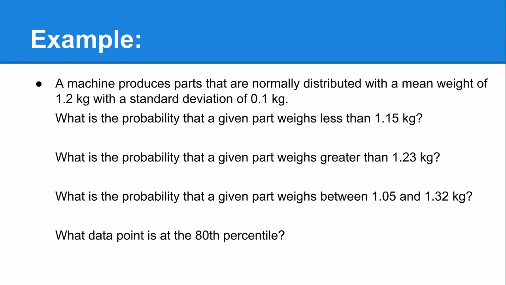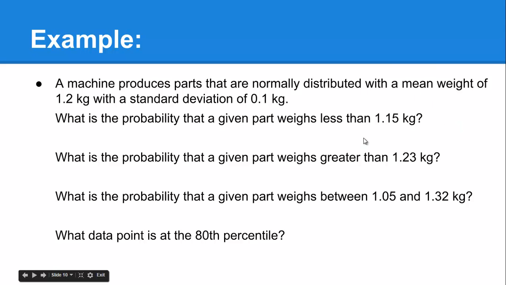An example, and this is really the kind of example that you'll have to look at doing both on the test and the exam. A machine produces parts that are normally distributed with a mean weight of 1.2 kilograms, so that's a continuous data point, and a standard deviation of 0.1 kilograms. We ask ourselves a bunch of questions with that. You'll always be given an average and a standard deviation for these types of questions. You'll also be told that it's normally distributed. So there we can assume that symmetry. We can assume that it takes the form of that chart.